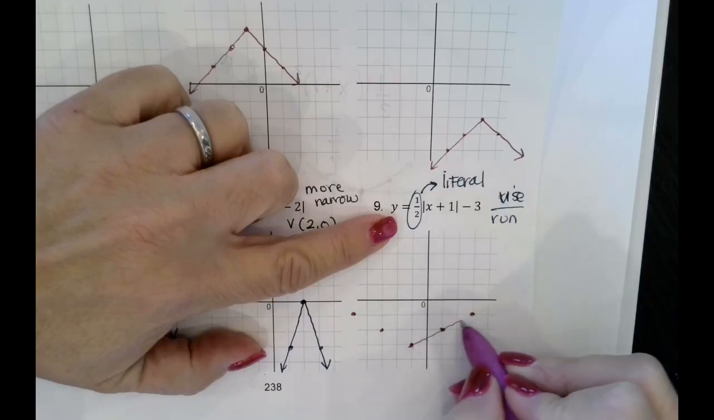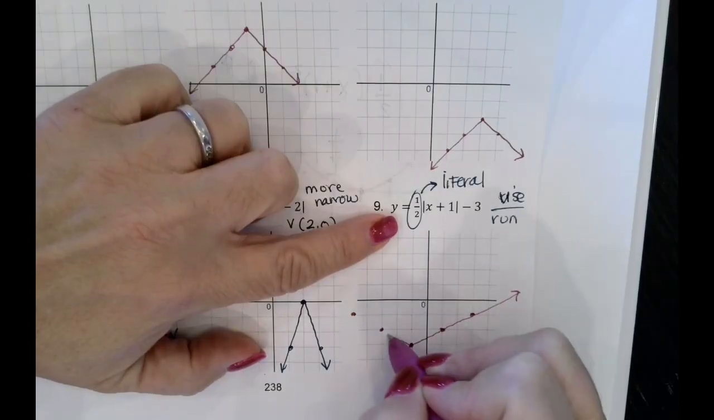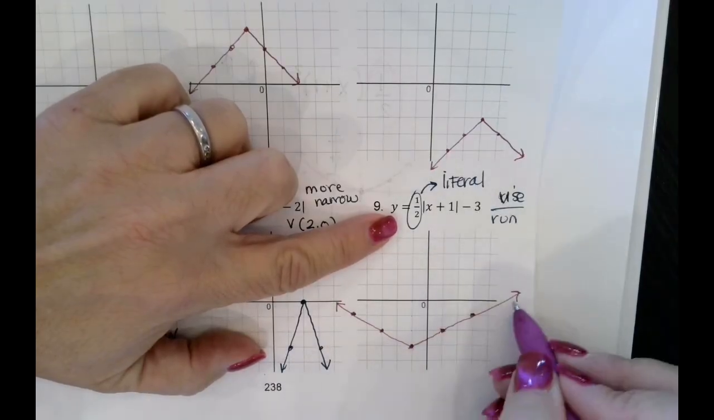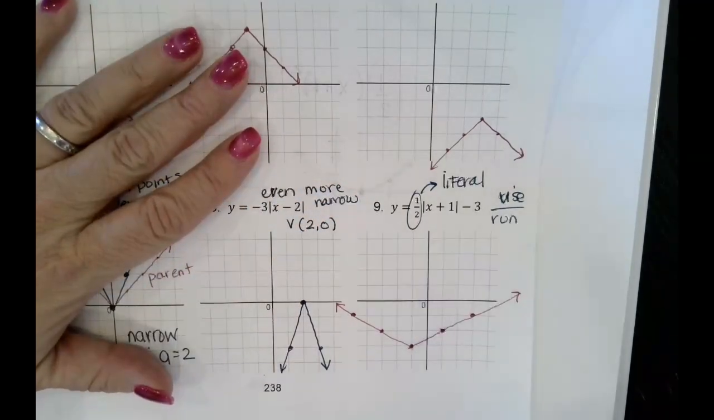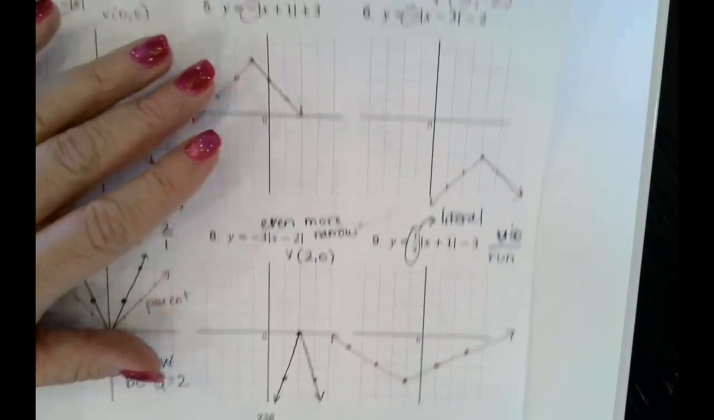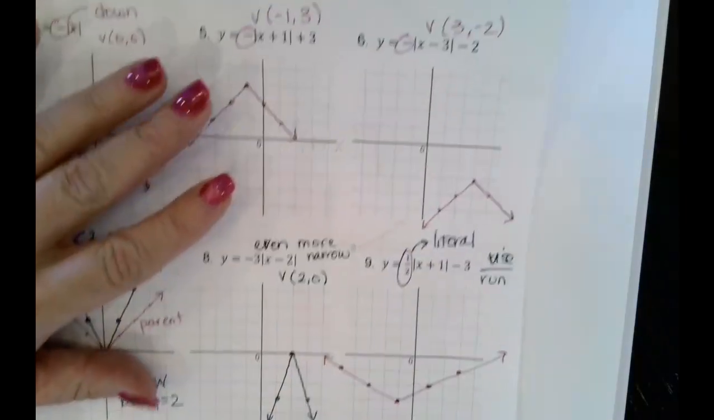So what I see is what I expected, which is this absolute value function, this v function, to be super fat, because this is less than 1. Okay? All right, that's it for today. We're going to practice now.